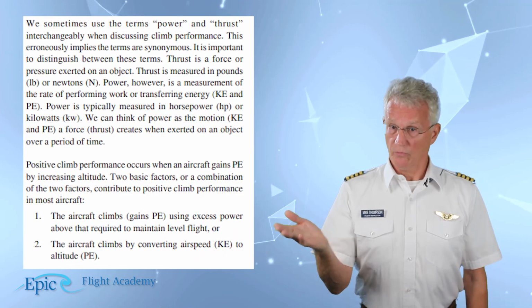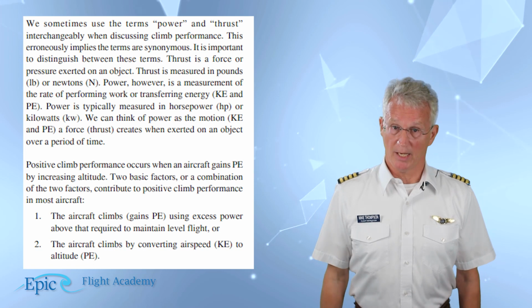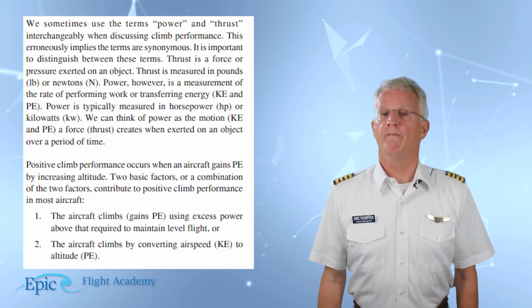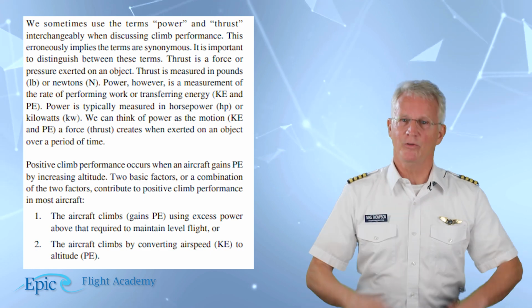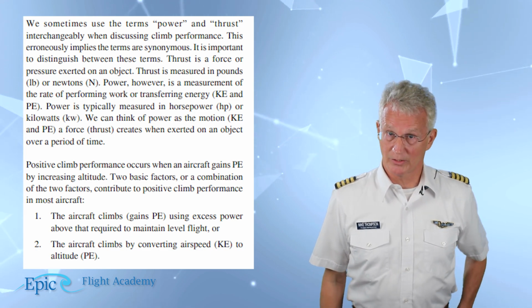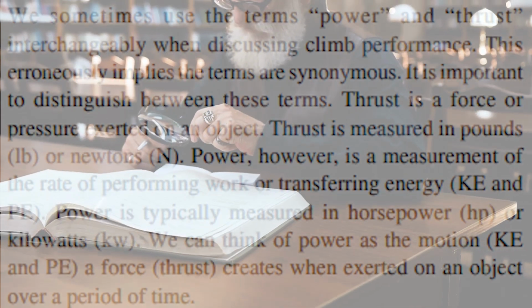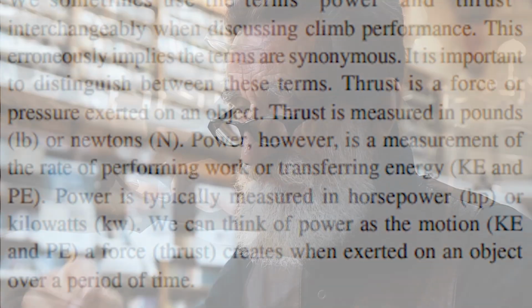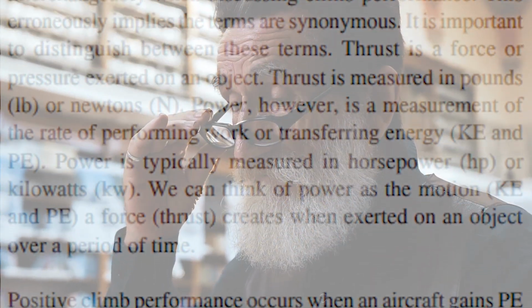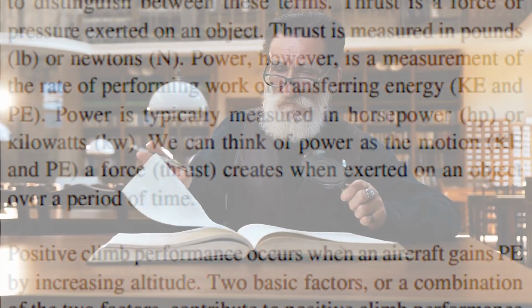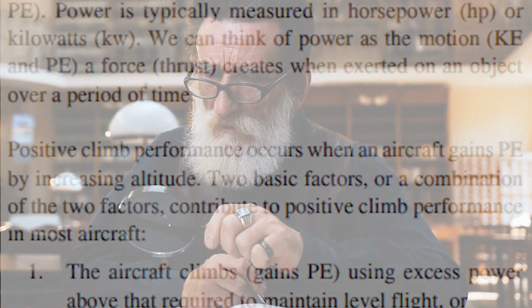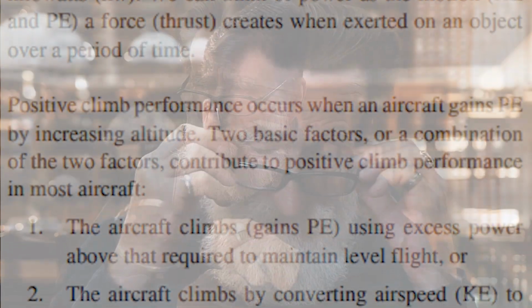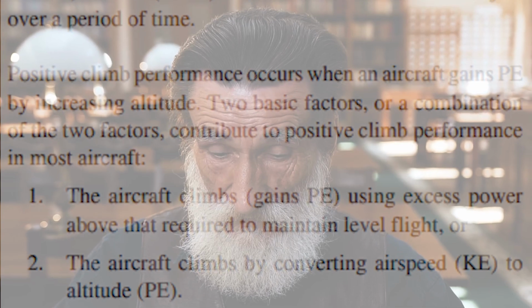This excerpt from the PHAC explains the difference. We'll find this on page 11-6. I'll give you a minute to read and study. We sometimes use the terms power and thrust interchangeably, typically measured in horsepower or kilowatts. We can think of power as a motion. Two basic factors, or a combination of the two factors, contribute excess power above that required to maintain level flight, or the aircraft climbs by converting airspeed to altitude.